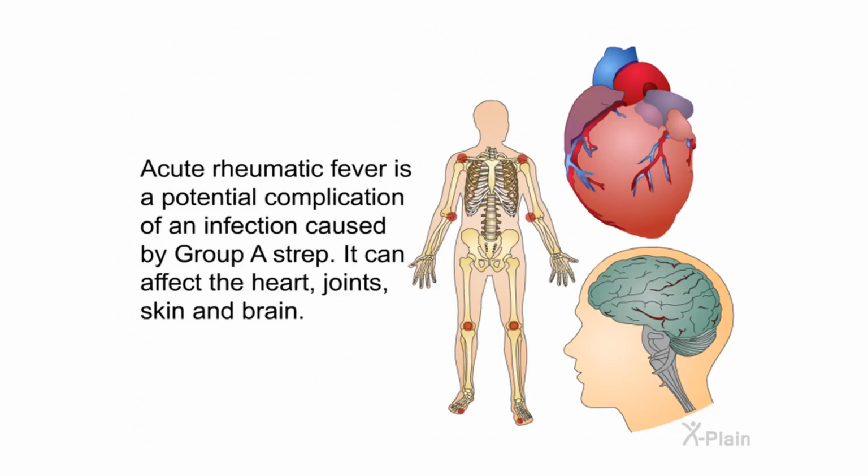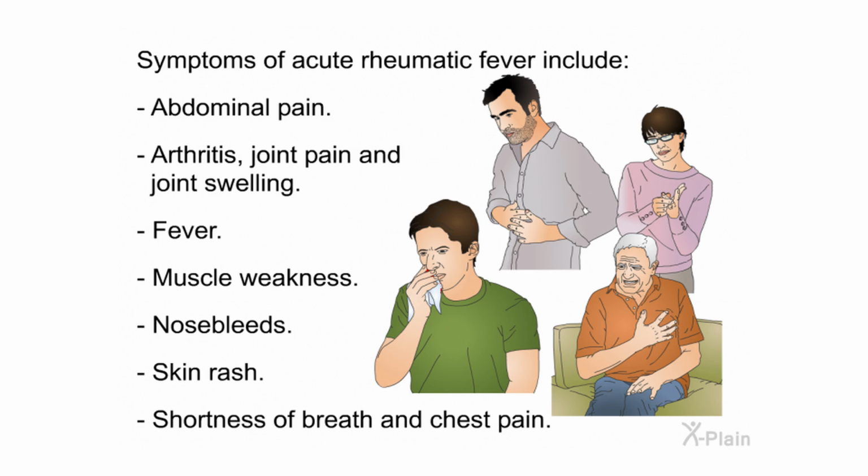Acute rheumatic fever is a potential complication of an infection caused by Group A Strep. It can affect the heart, joints, skin, and brain. Symptoms of acute rheumatic fever include abdominal pain, arthritis, joint pain and joint swelling, fever, muscle weakness, nosebleeds, skin rash, shortness of breath and chest pain.